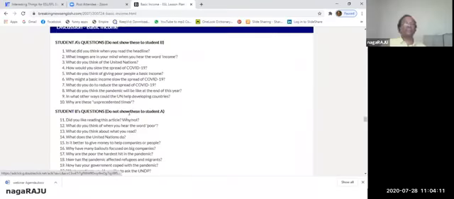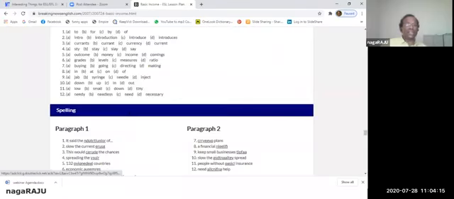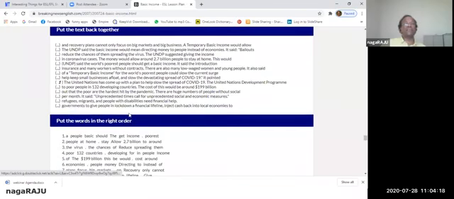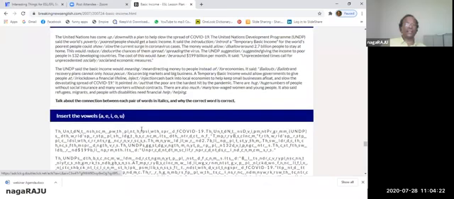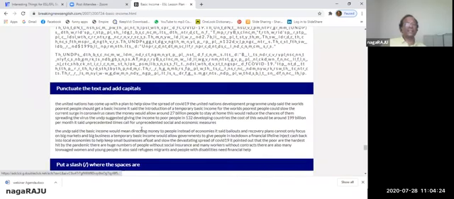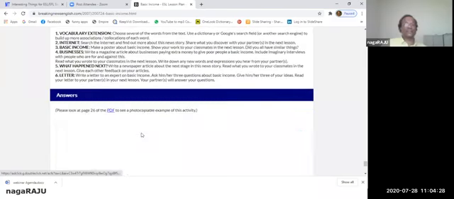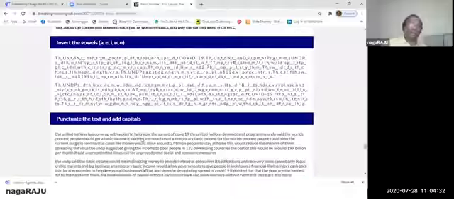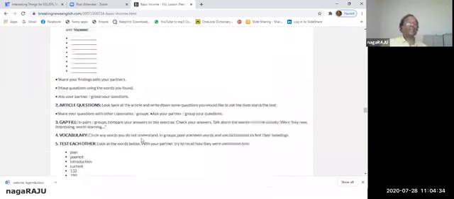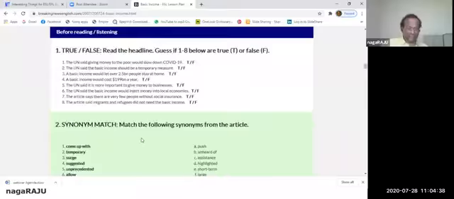Student survey, discussion, another discussion, language activity, spelling activity, and put the text back together, put the words in the right order, correct them, insert spellings, right? Punctuate, free writing exercise, homework, and a lot more based on one news item that they have chosen from somewhere in the world, right?